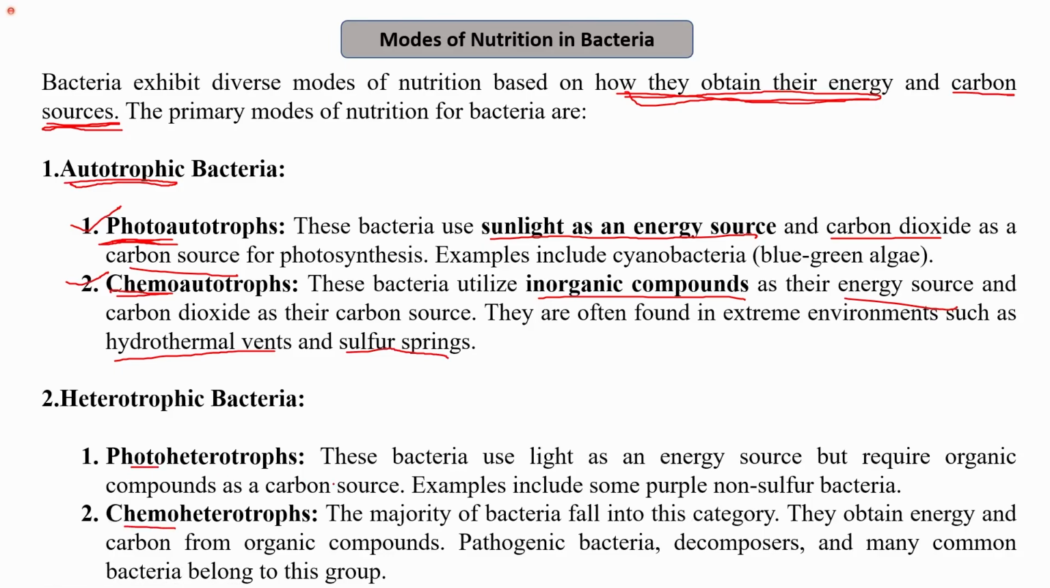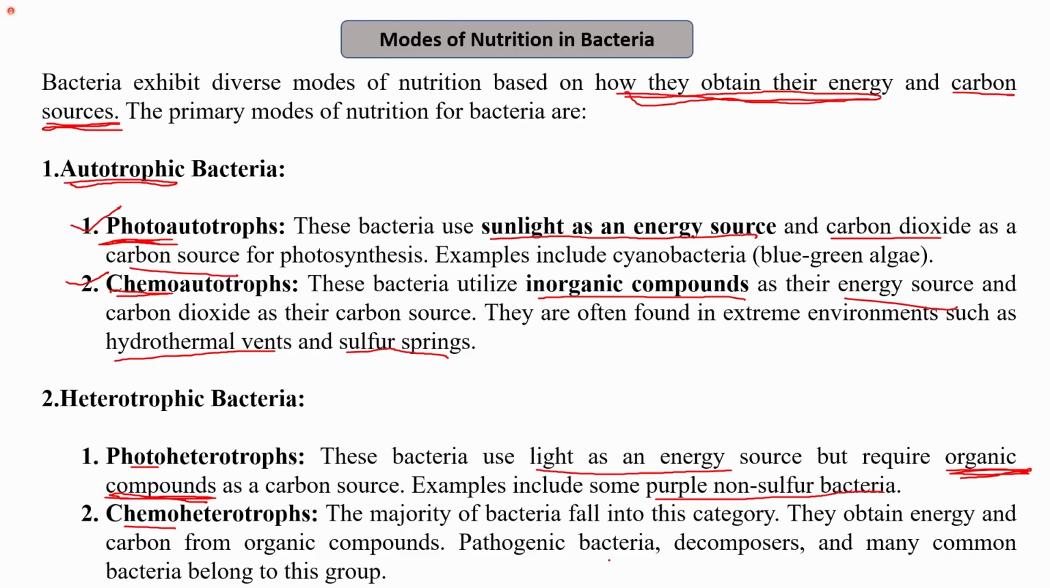Photoheterotrophs are the ones that use light as an energy source but require organic compounds as a carbon source. This is really important, that they are requiring organic compounds as carbon source instead of carbon dioxide. For example, purple non-sulfur bacteria.